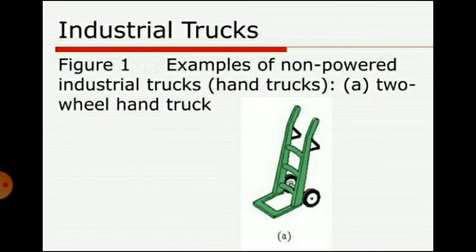This is the first diagram, a non-powered industrial truck, that is a hand truck. It is a two-wheel hand truck, and it is operated by the worker.